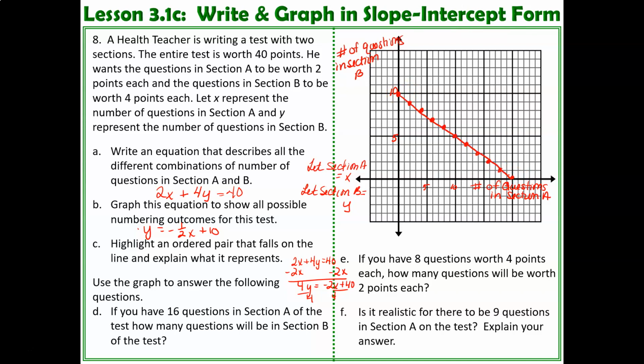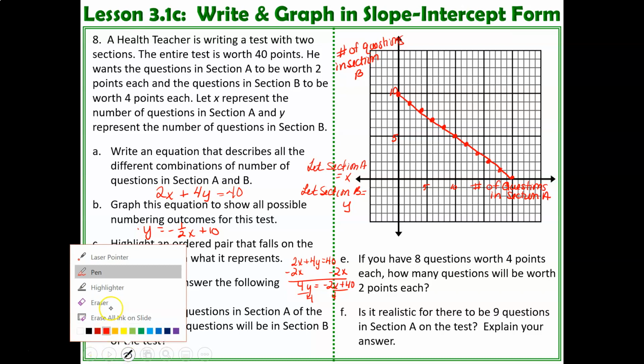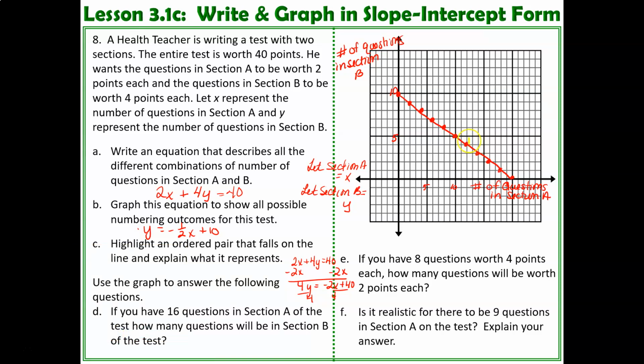Okay, so highlight an ordered pair that falls on the line and explain what it represents. So let me get my highlighter. And I'm going to highlight this point. So it's point 1, 2, 3, 4, 5, 6, 7, 8, 9, 10, 11, 4. This means there are 11 2-point questions and 4 4-point questions. So 11 questions in section A and 4 questions in section B.